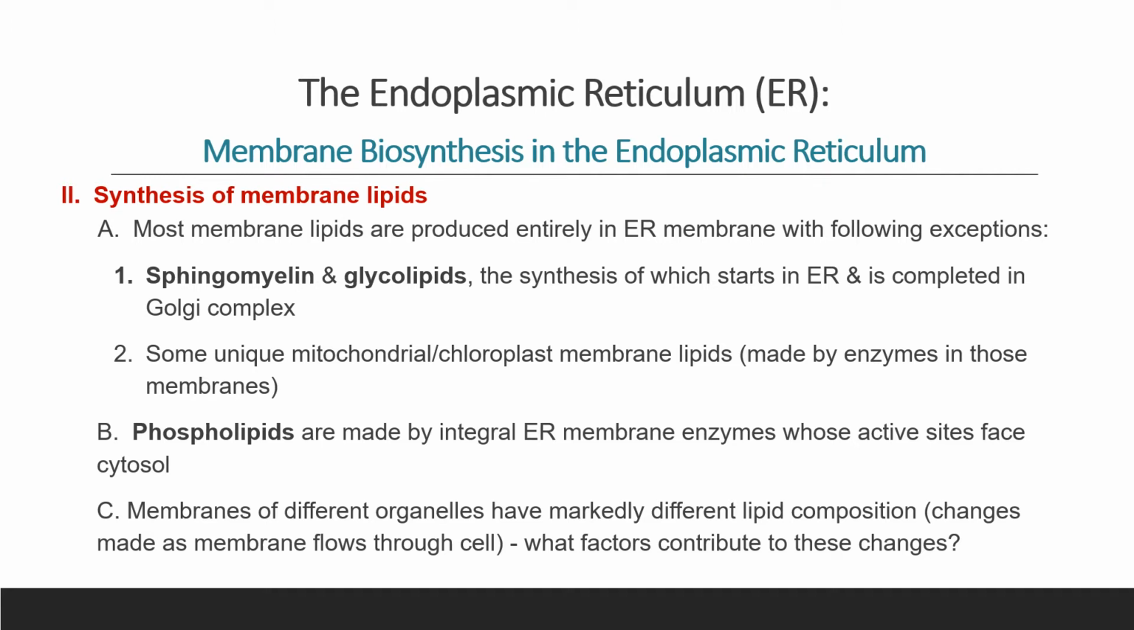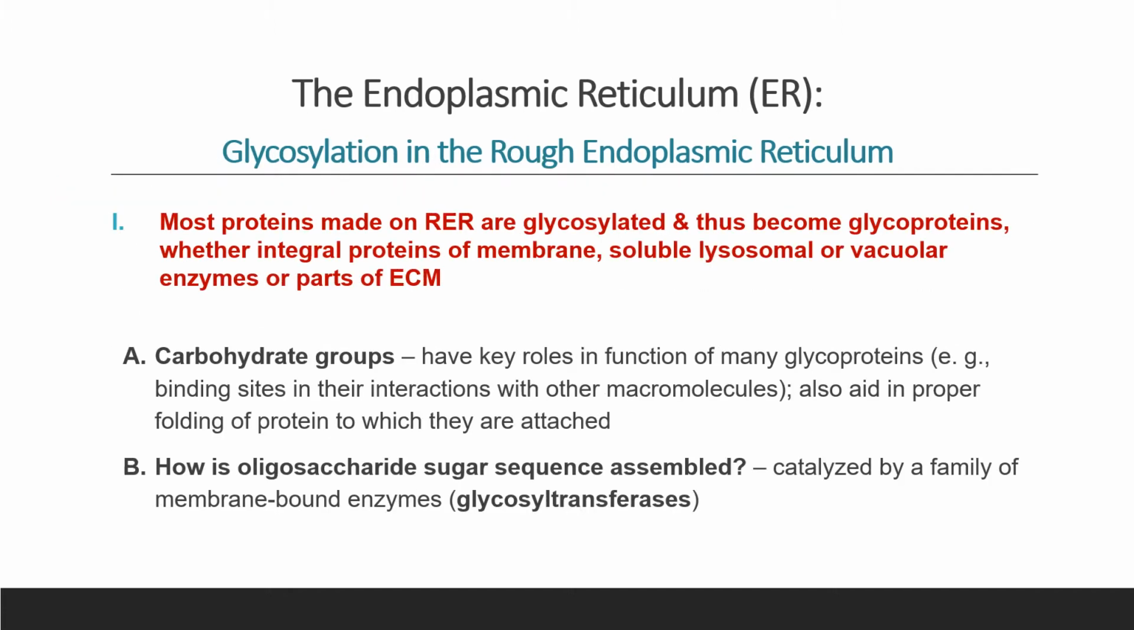Okay, so phospholipids are made by integral ER membrane enzymes whose active sites are facing the cytosol. Membranes of different organelles have markedly different lipid compositions, and what factors actually contribute to these differences?